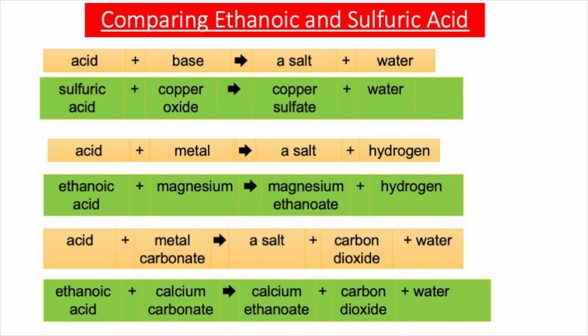Now, if we have an acid and a metal carbonate, we form a salt, carbon dioxide and water. For example, ethanoic acid would react with calcium carbonate to form calcium ethanoate and carbon dioxide and water.